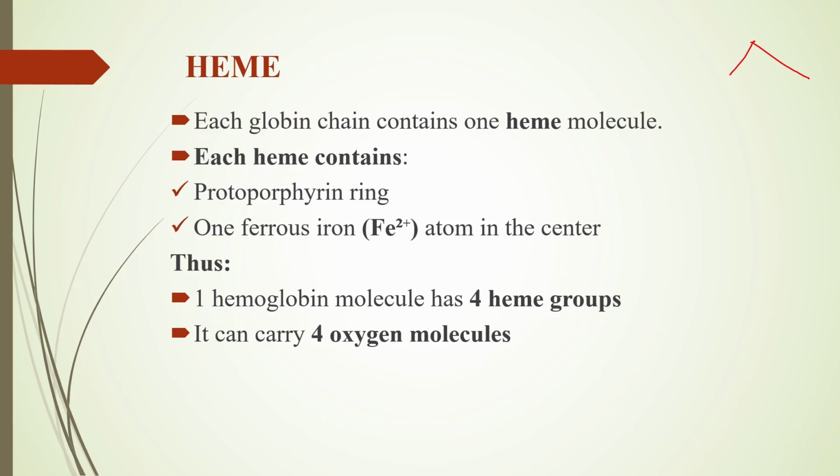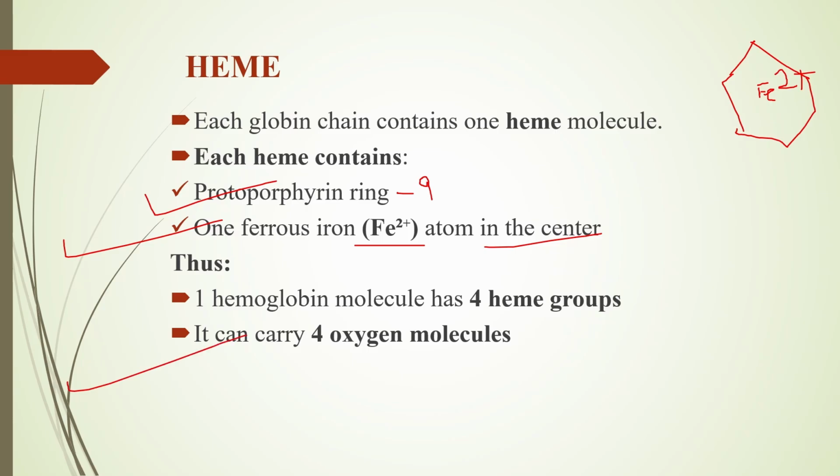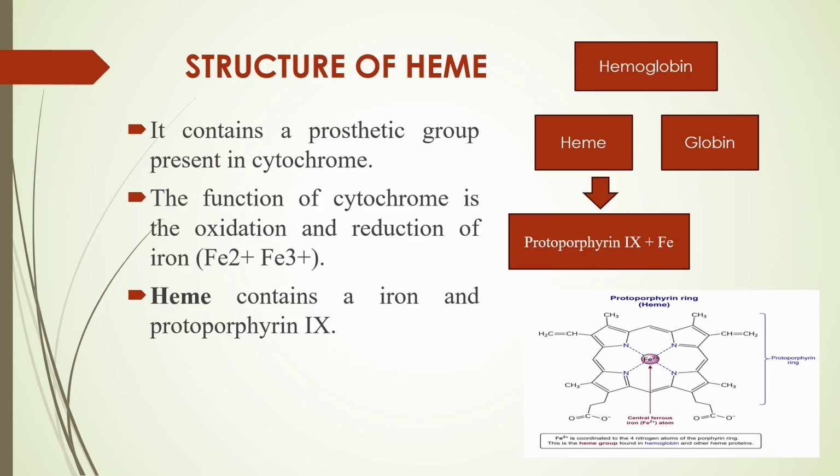Now if we talk about heme, heme contains the protoporphyrin ring, that is 9, this is 9 ring, and one ferrous iron that is in the form of Fe2 positive. It is present in the center of this ring, this center is the Fe2 positive. Then thus one hemoglobin molecule has 4 heme groups and it will carry 4 oxygen molecules. Then this is the structure of the hemoglobin molecule.